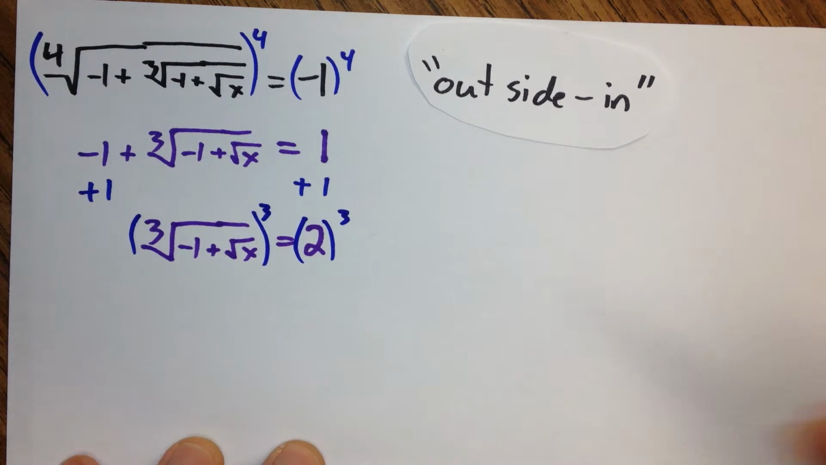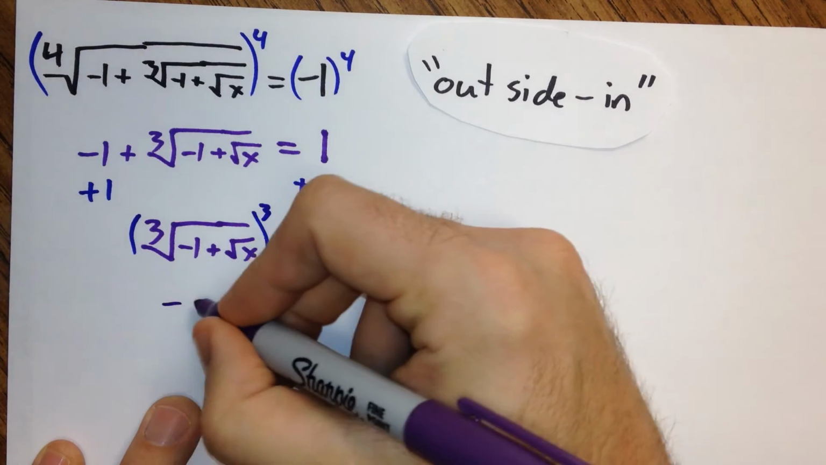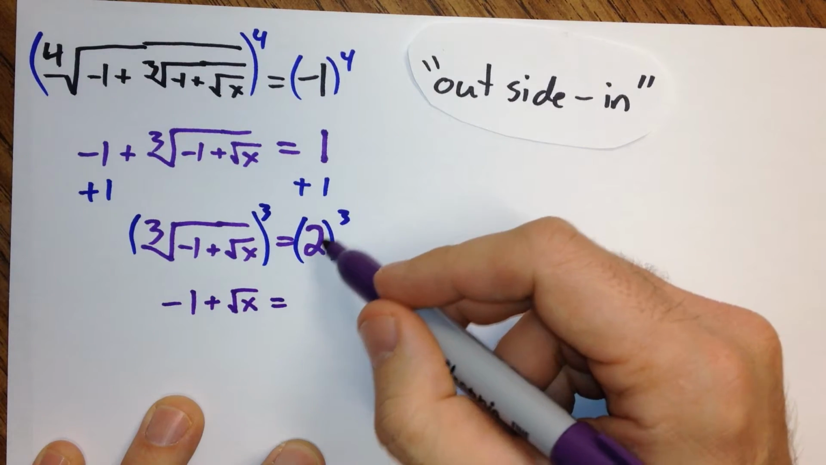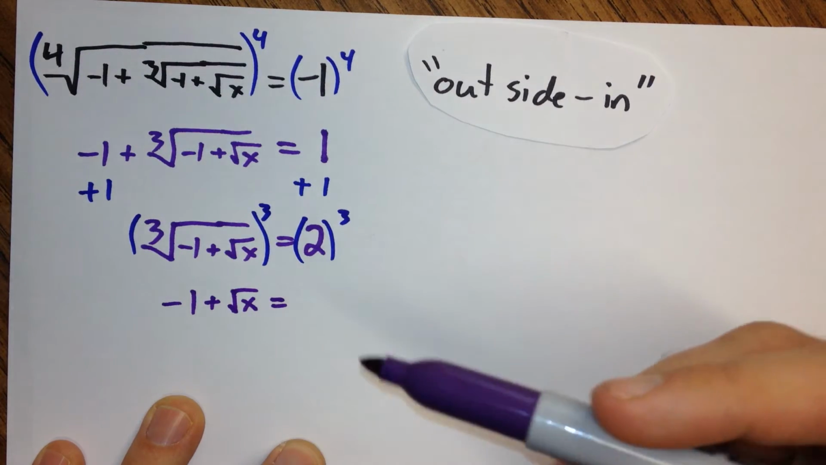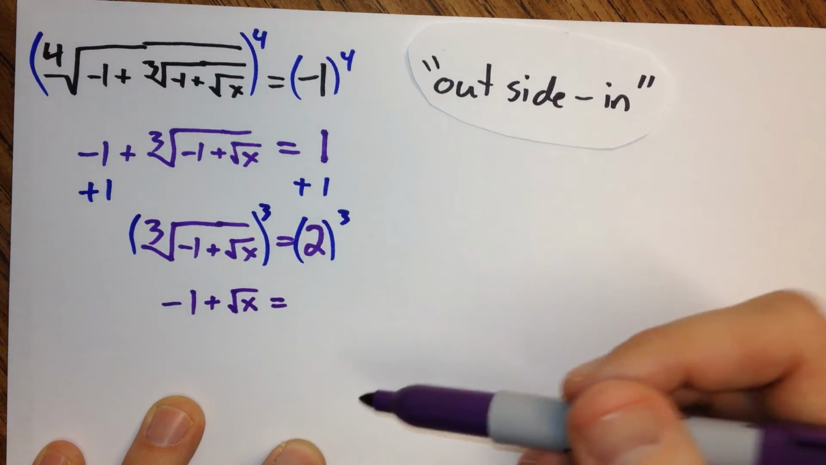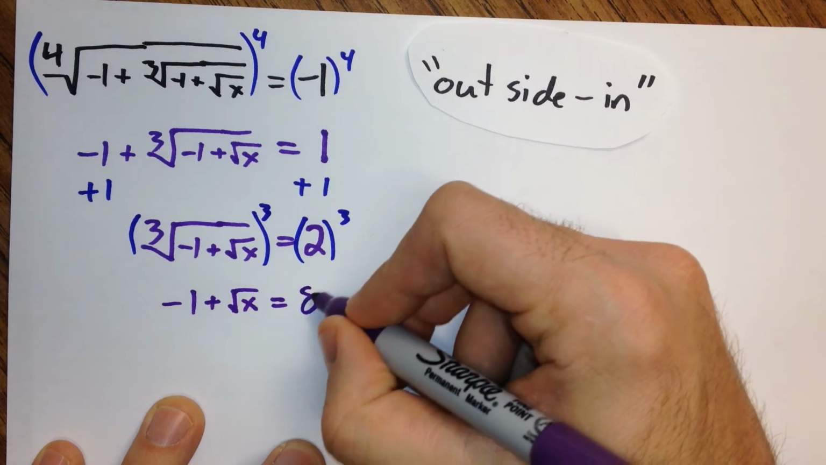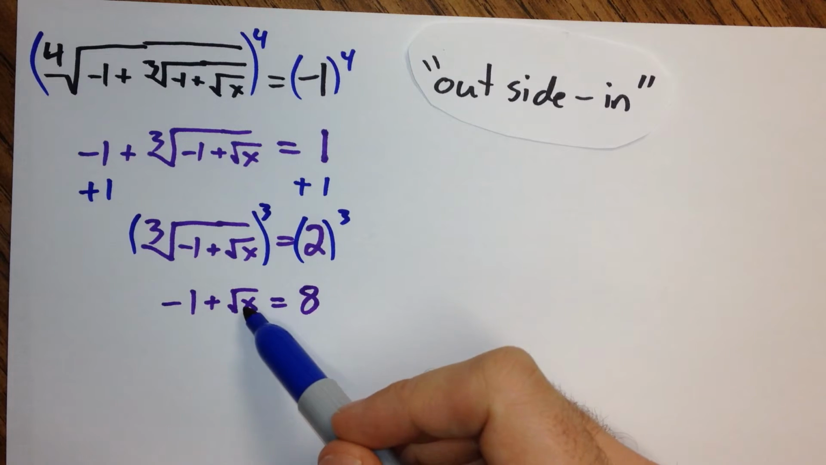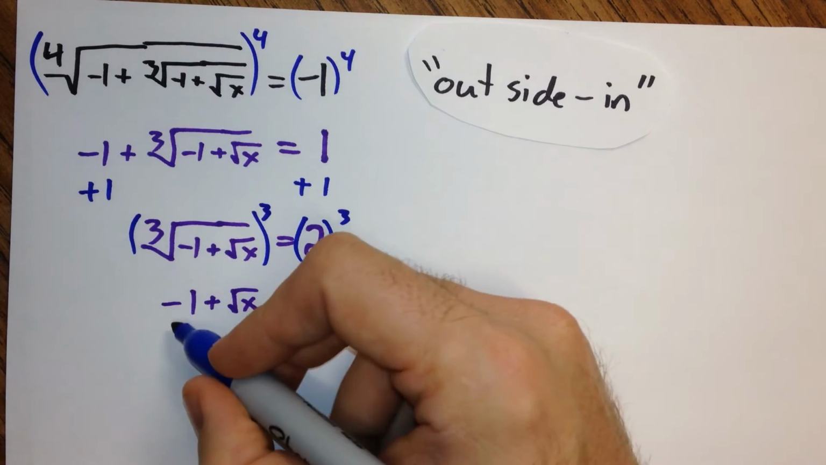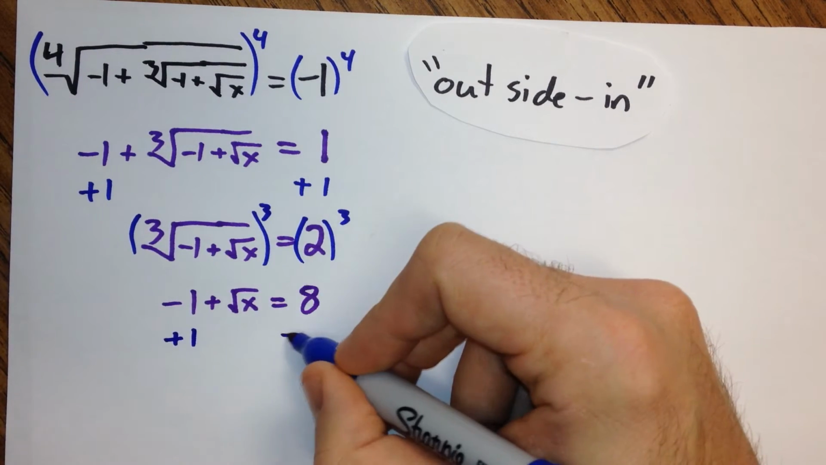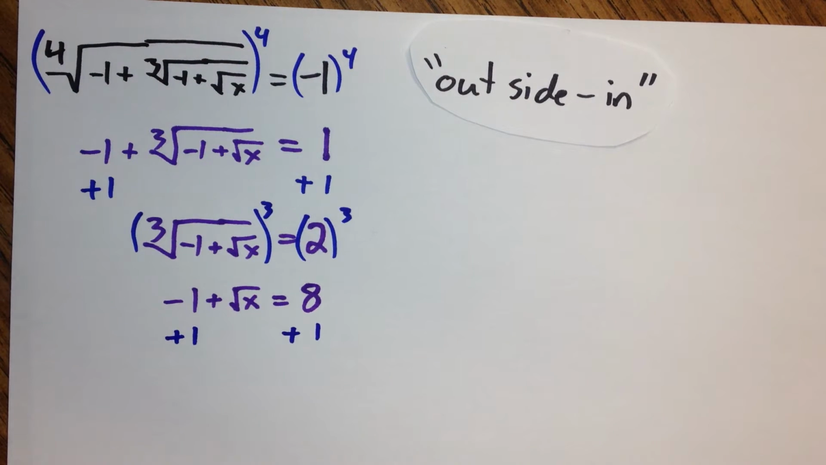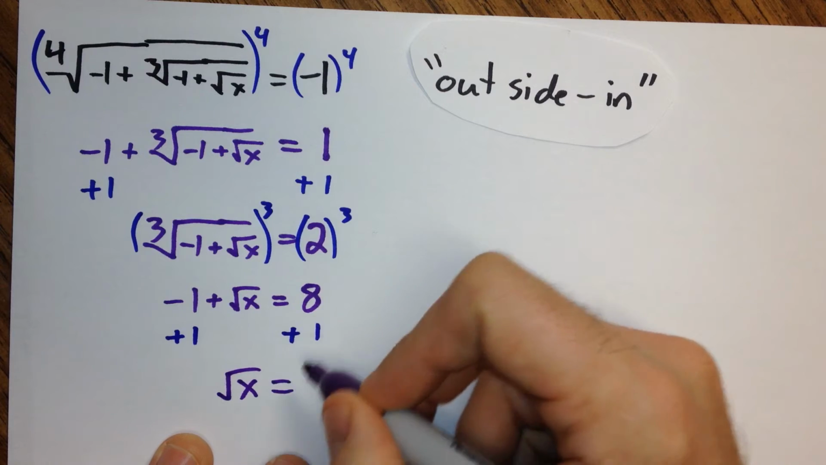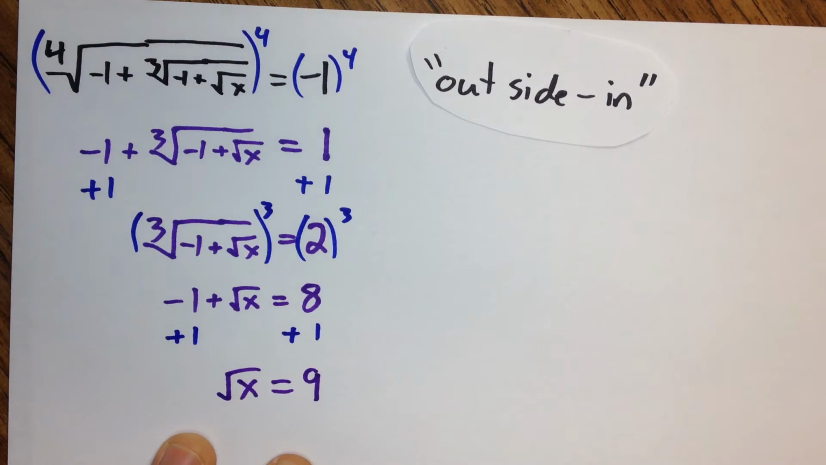This cube and this cube root undo each other, leaving just -1 plus the square root of x is equal to, we raise 2 to the third power, 2 times 2 is 4, times another 2 is 8. So we get 8 for our result. As I look at these, the -1 appears to be the outside part, so I will undo it first. And that gives me the result, square root of x is equal to 8 plus 1, which is 9.